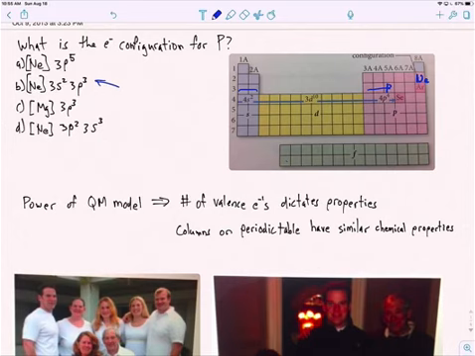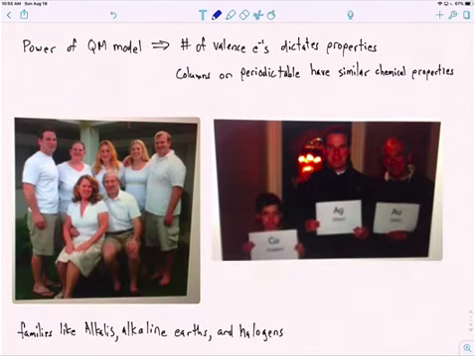So we have valence electrons dictate electronic properties, and that means that the columns on the periodic table have similar properties, and sometimes are referred to as a family.